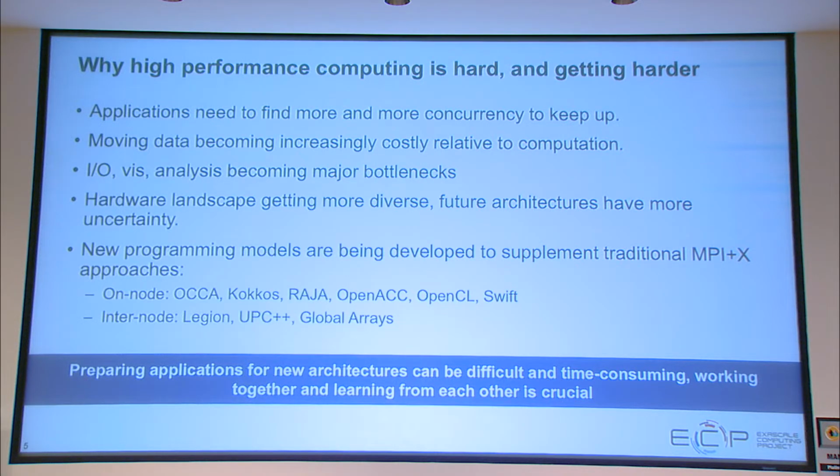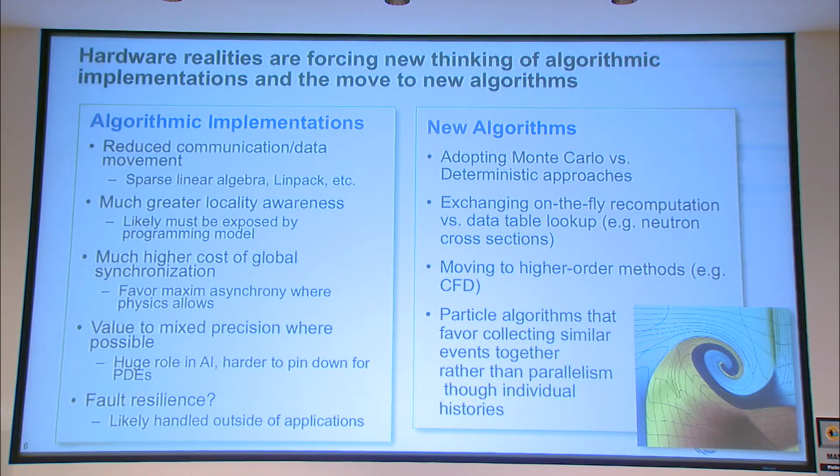Things like task-based parallelism. Does that have a role for applications in the future as opposed to the traditional bulk synchronous MPI type distributed computing? Global arrays, UPC++. Again, lots of things for the applications to try and take into account when they're thinking about what it is that I need to do going forward. And so that's causing a lot of thinking and rethinking about algorithmic implementations and just the algorithms themselves.